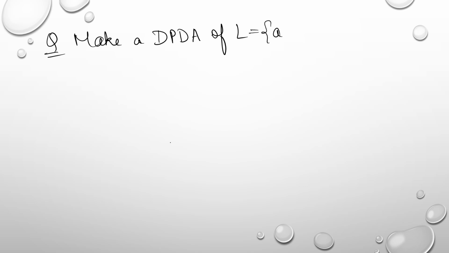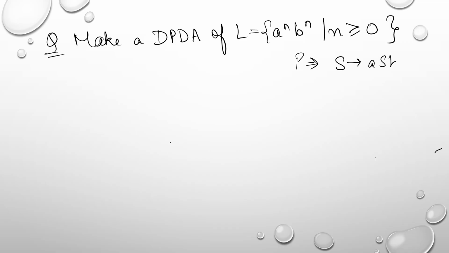So let's take an example. Let's write the question. The question is: make a deterministic pushdown automata of a to the power n and b to the power n, when n is greater than or equal to 0. Now, if I tell you to make a grammar, how will you make the production of this grammar? So it will be S tends to aSb and lambda. Equal number of a's and b's.